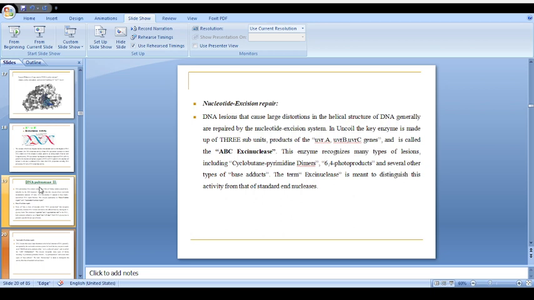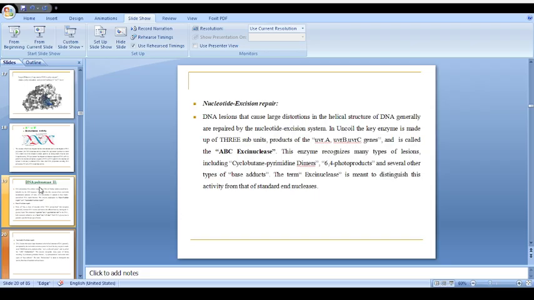This enzyme is capable of identifying many types of lesions, including the cyclobutane pyrimidine dimers and 6,4 photoproducts which are created on exposure to ultraviolet radiation, and base adducts. These base adducts are in turn excised with the help of this ABC nuclease. It is totally different from the action of the endonuclease and helps in maintaining the integrity of the DNA.